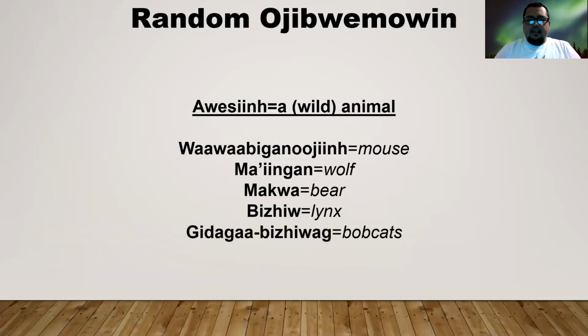And this one was supposed to be singular. Gedigaa-bijiki. We're going to take off the ag. We're going to worry about that later on. That is a bobcat. Gedigaa-bijiki. Gedigaa meaning something that is spotted. And bijiki, we have our word here is a lynx.